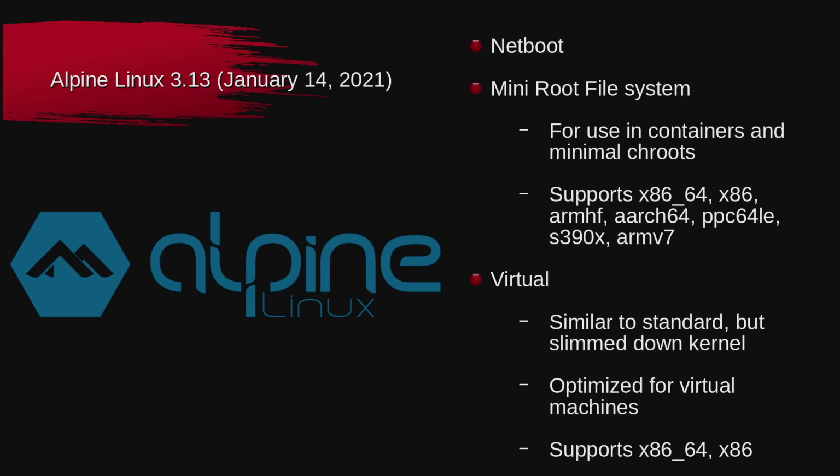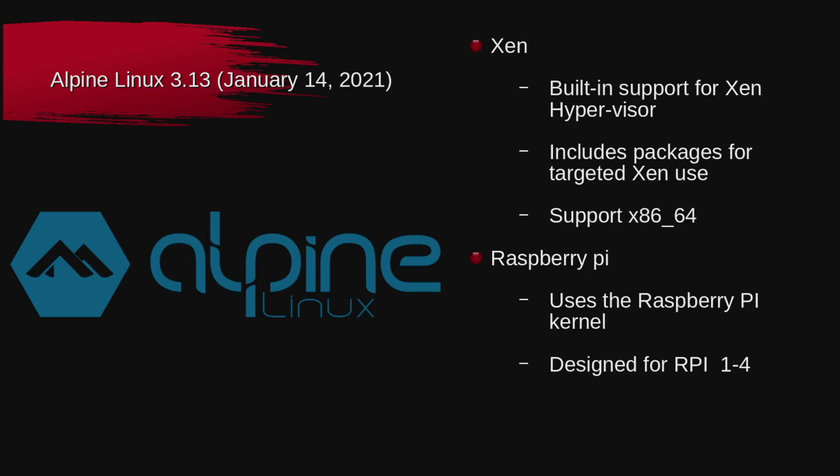There's also a virtual installation, which allows you to create a virtual machine already. It has a template already set up for a number of virtual machines, and that includes things like Xen and VMware and so forth. Well, I should say Xen is actually on its own. They have their own support for their own hypervisor, and that includes packages for targeted Xen use. And that supports x86_64 only.